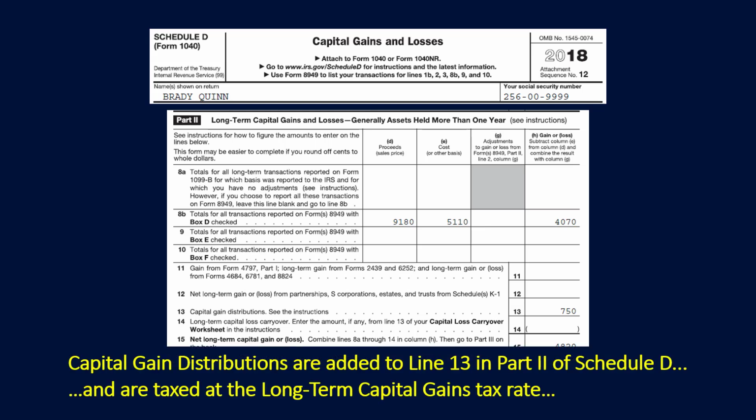The capital gain distributions are added to line 13 in Part 2 of Schedule D and are taxed at the long-term capital gains tax rate. The reason behind all of this? To encourage investment.